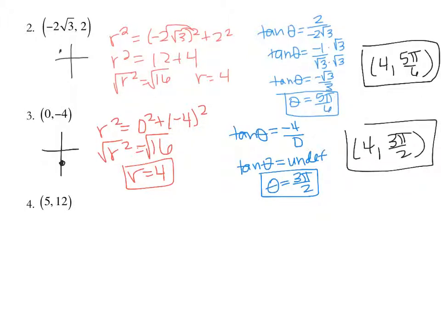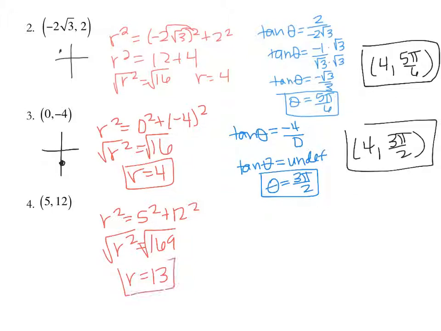Alright, the last one. If I want to find r, hopefully this looks really easy to find r right now. 5 squared and 12 squared, I think some of you already would know what that is. If I add those together, that's 169. Take the square root, I get r is equal to 13. But if I want to find theta, tangent of theta is going to be y over x, 12 over 5. That is not on your plate.